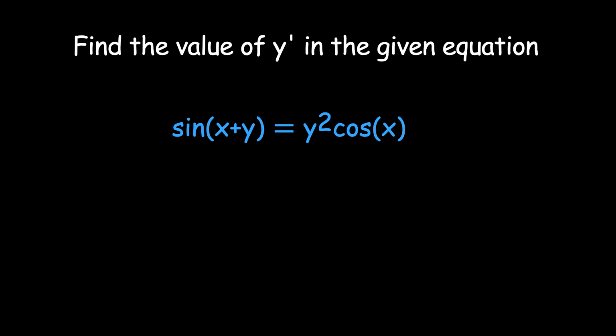Find the value of y prime in the given equation. So the given equation is sine of angle x plus y is equal to y squared cosine of angle x. In order for us to find the value of y prime, first, we need to get the derivative of sine of angle x plus y, as well as the derivative of y squared cosine of angle x.